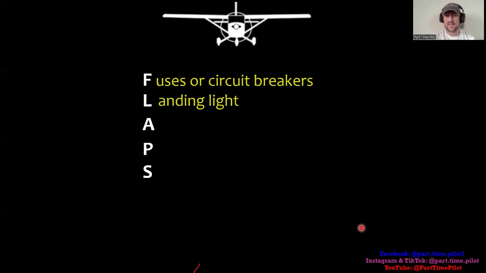L stands for landing light. A stands for anti-collision light. And if you're thinking, hey, I thought we already heard anti-collision light, you're right. We did. It's required for day flight.